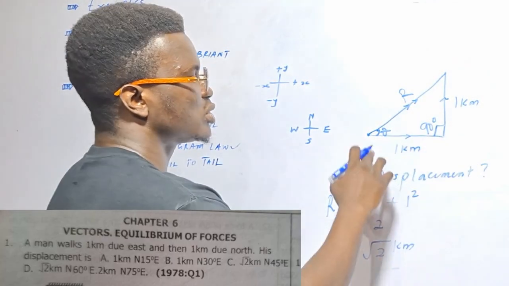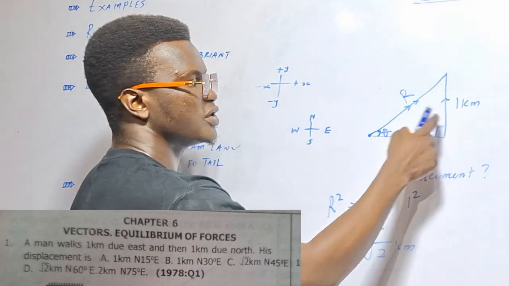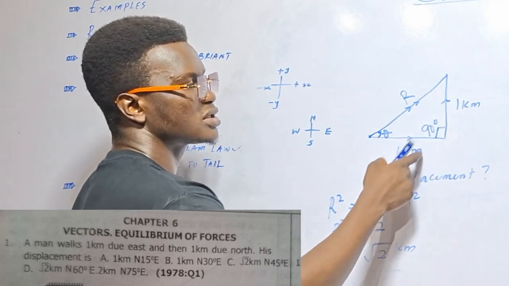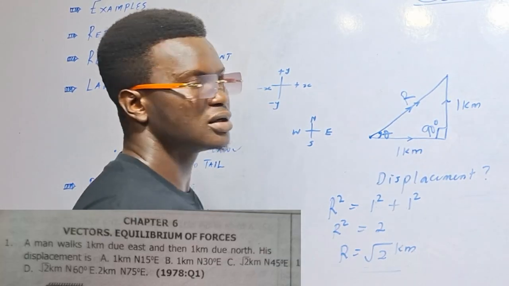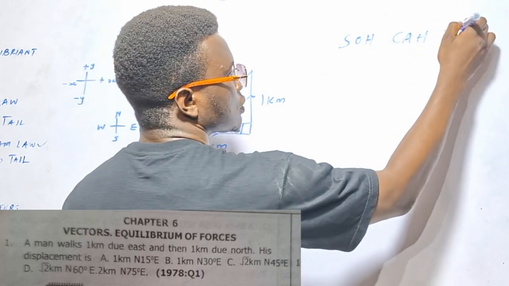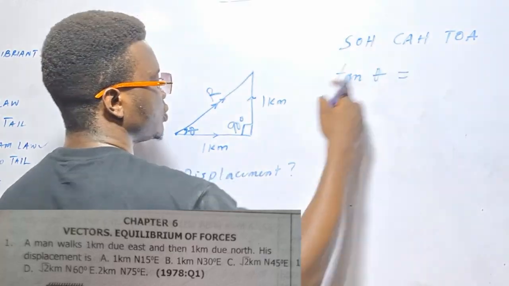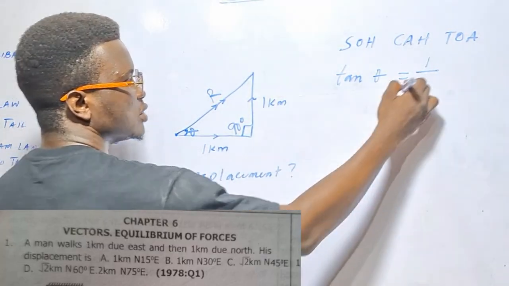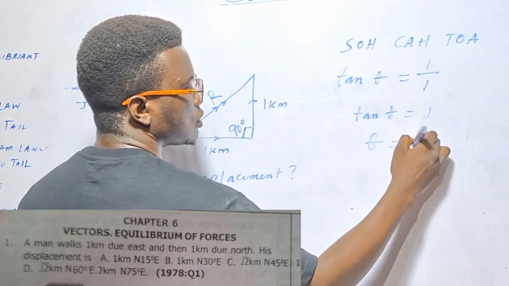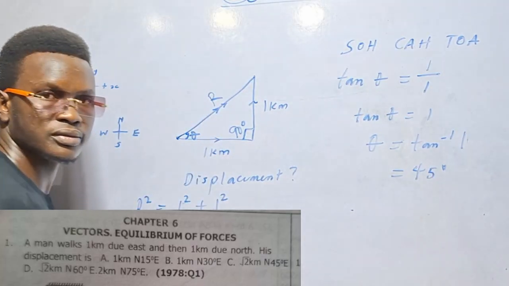Now looking at what we have here, let's get theta. To get theta, I have my opposite, which is the side facing this angle. Then I have my hypotenuse and I have my adjacent. So what relates hypotenuse, opposite and adjacent? That is tan. I said we use our SOHCAHTOA in order to find the direction. So I'm using tan theta is equal to opposite, which is 1, over adjacent, which is 1. So tan theta is equal to 1. So theta is equal to arctan 1. And that arctan 1 is going to give you 45 degrees.